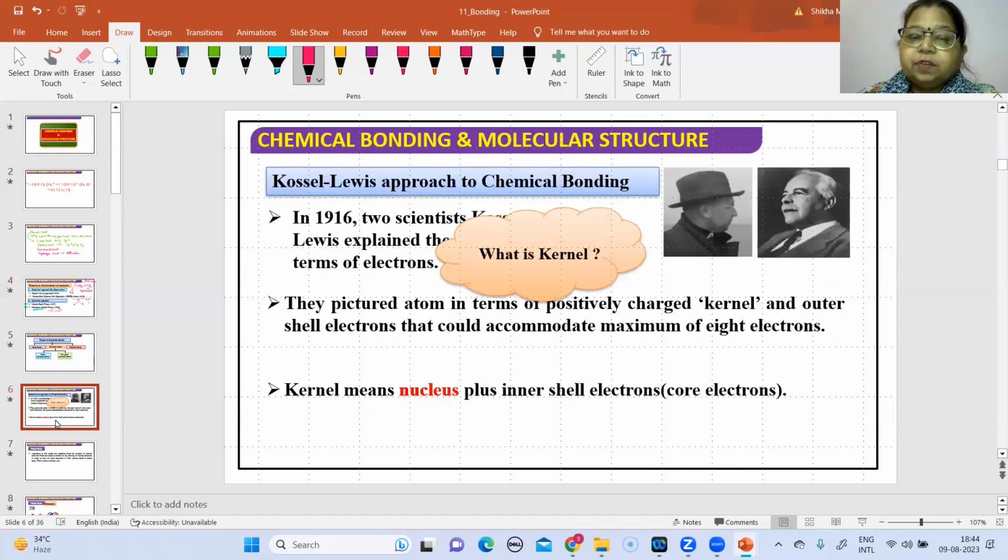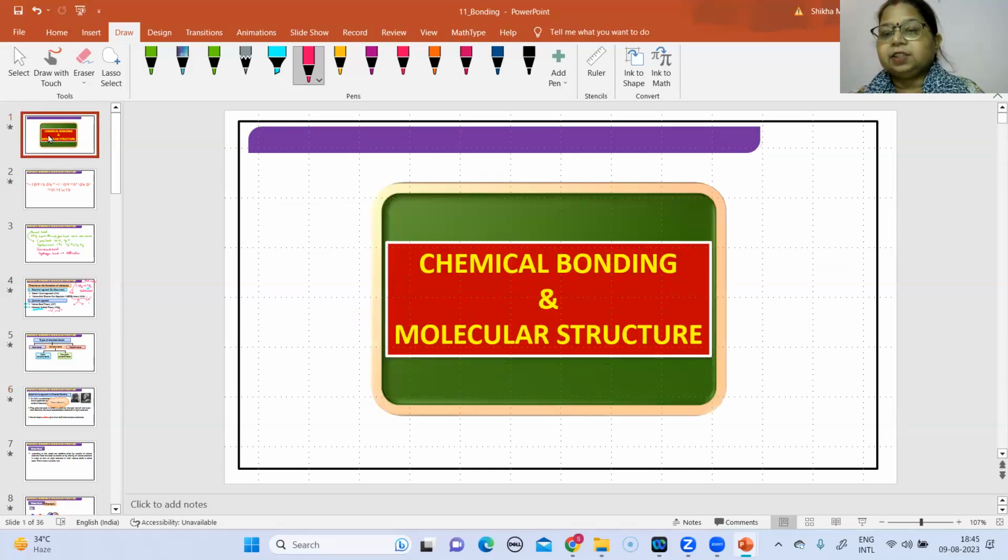So the first topic which we will pick up is the Kossel and Lewis approach, which talks about what a kernel is, what the different types of electrons are, how they are filled, where the attraction is more, where the attraction is less, just those concepts. And before leaving the class, for the last chapter which we have covered, I have deliberately not touched upon the topic which may be there in the NCERT, named lanthanide contraction.